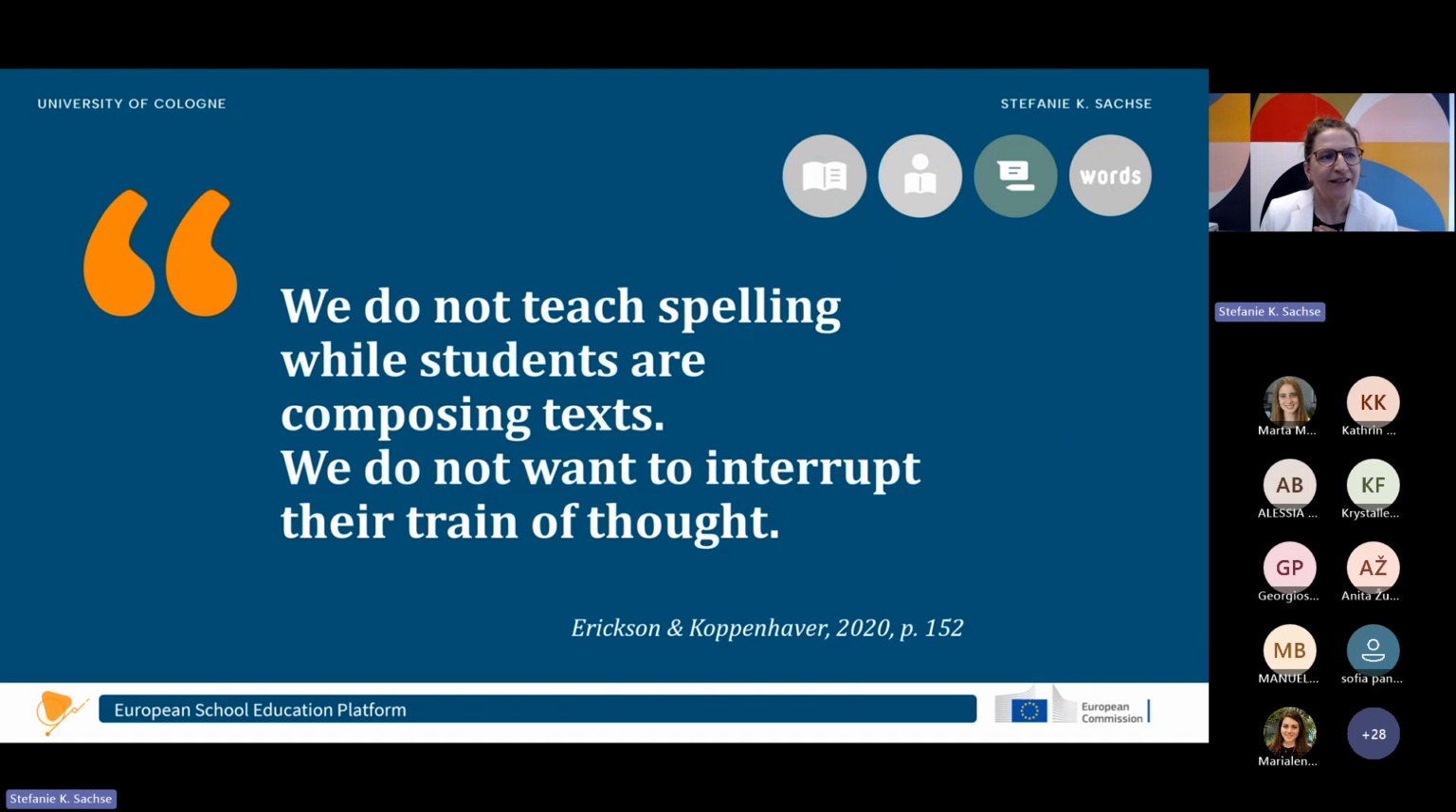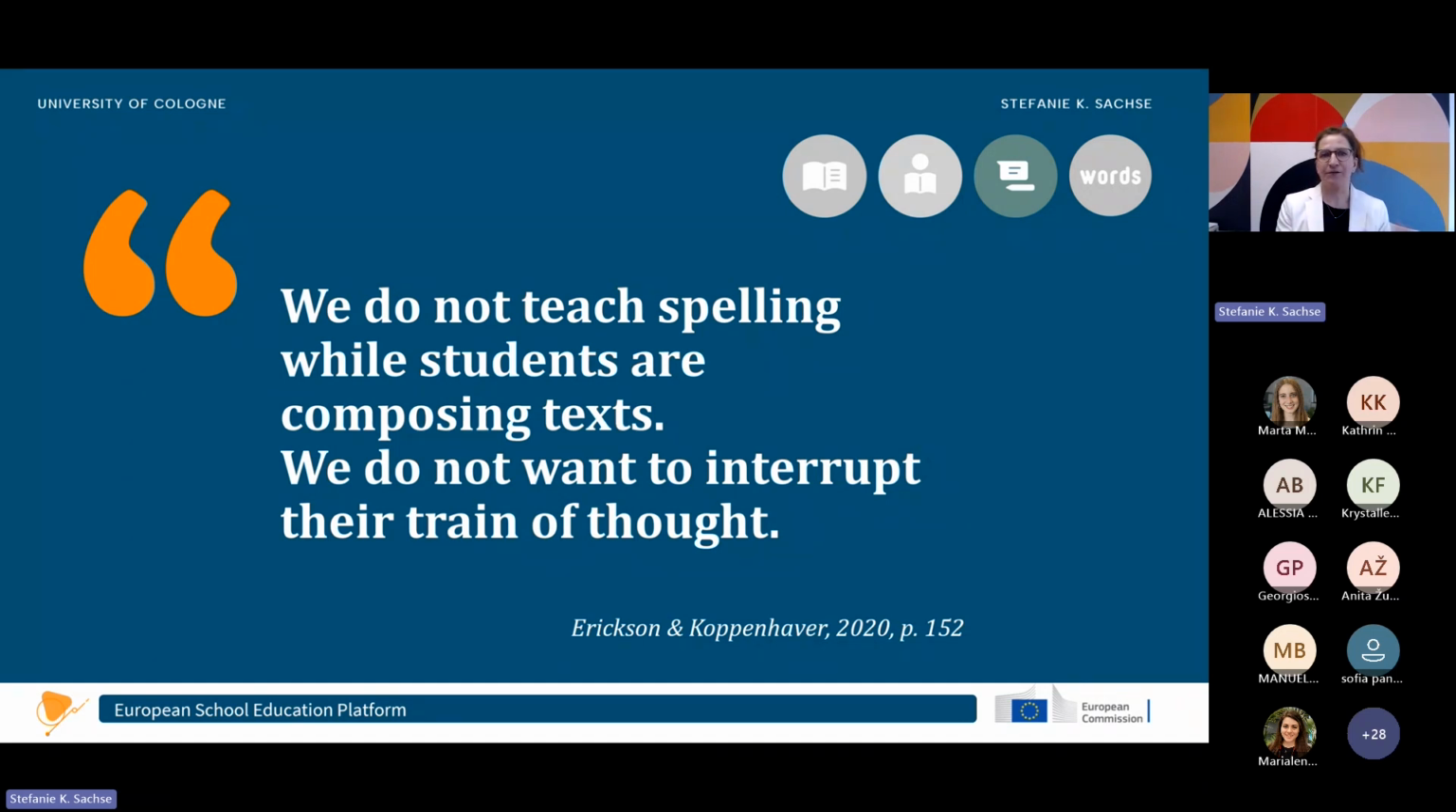When we teach writing, we do not teach spelling while students are composing text. Then the focus is not on orthography. And this is something that might be a really huge help, because, as they say in the book, we do not want to interrupt the students' train of thought.